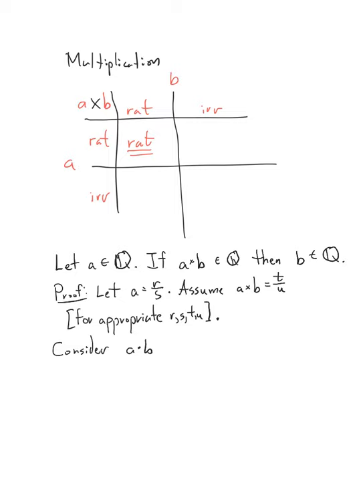Okay. So now consider a times b. Well, that of course equals a times b, but I'm going to look at these in two different ways. I'm going to look at it as a times b and then the number, a times b. Well, I'm assuming that a is r over s. I don't know what b is, but I'm saying the number a times b is a fraction t over u. So now, I'm just going to divide both sides by r over s to solve for b.